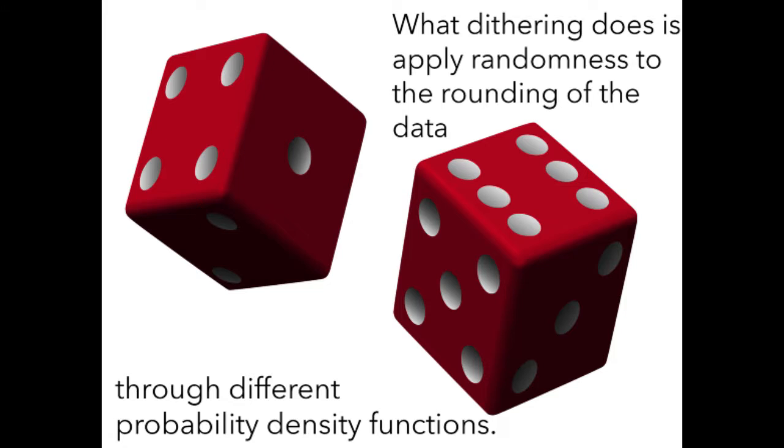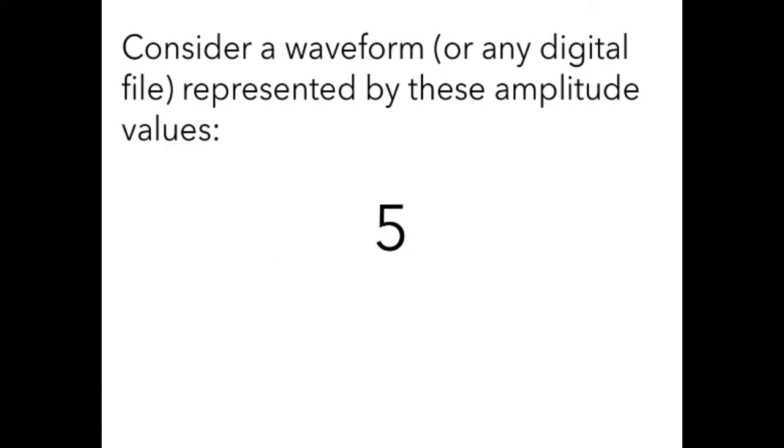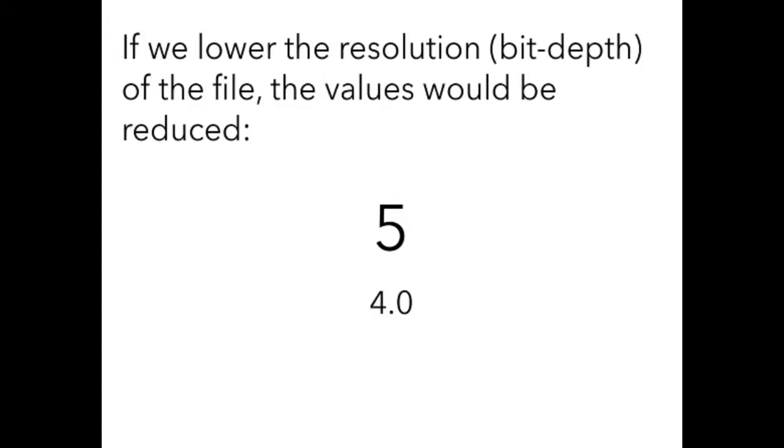What dithering does is apply randomness to the rounding of the data through different probability density functions. If we go back to our sequence 1 through 8, and we look at the number 5, which now after lowering the bit depth has become 4.